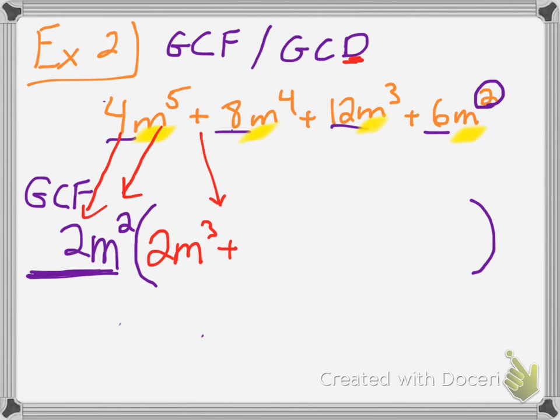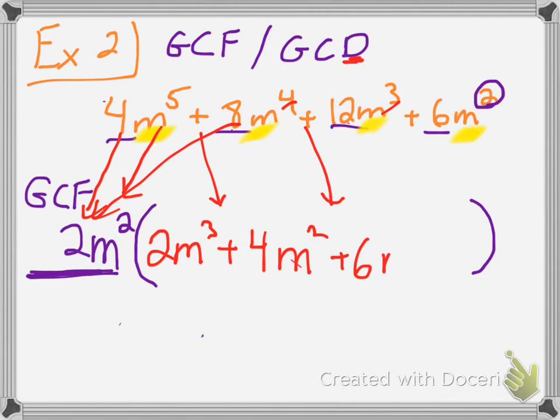Bring down the sign, plus 8 divided by 2 is 4. Subtract my exponents, I got m squared left. Plus, bring down the sign, 12 divided by 2 is 6. Subtract the exponents here, 3 minus 2, that is 1. Bring down the sign, plus 6 divided by 2 is 3. And I took m squared out. 2 minus 2 is 0. I'm good there. So my answer is right here.